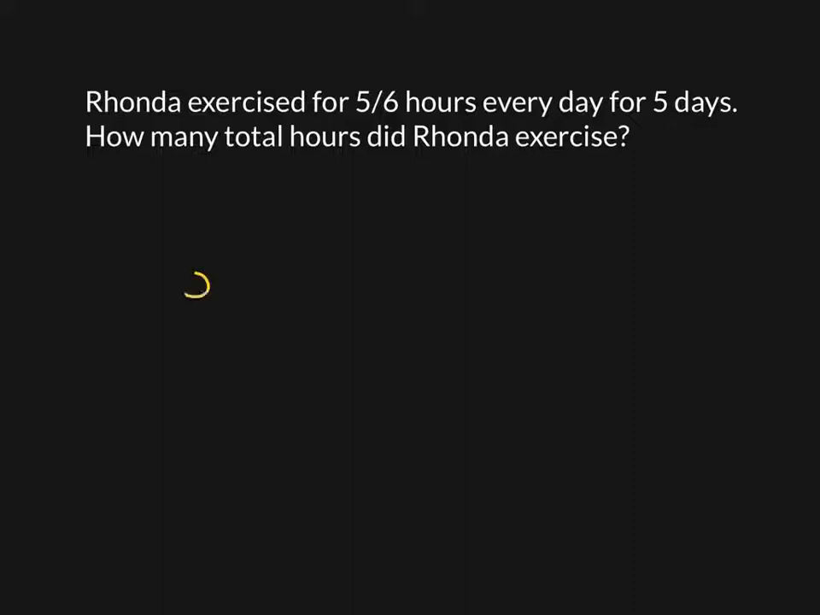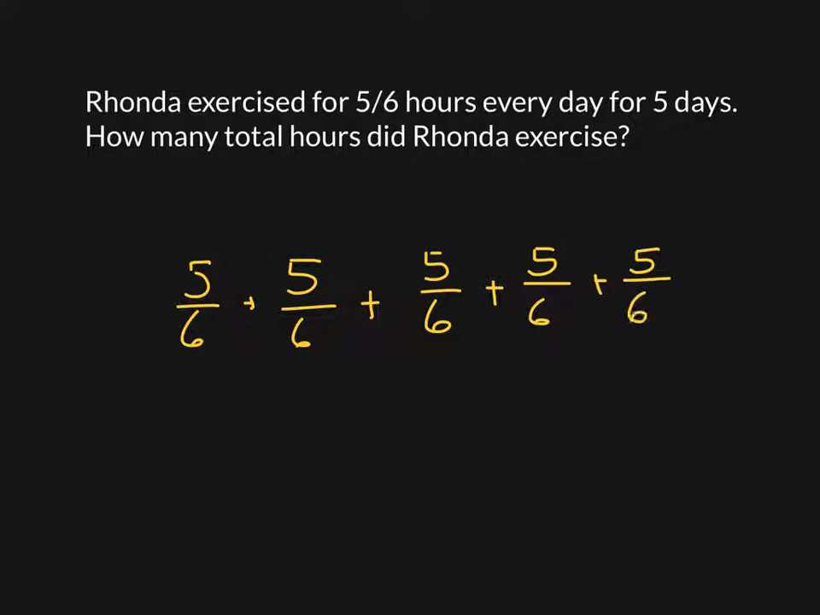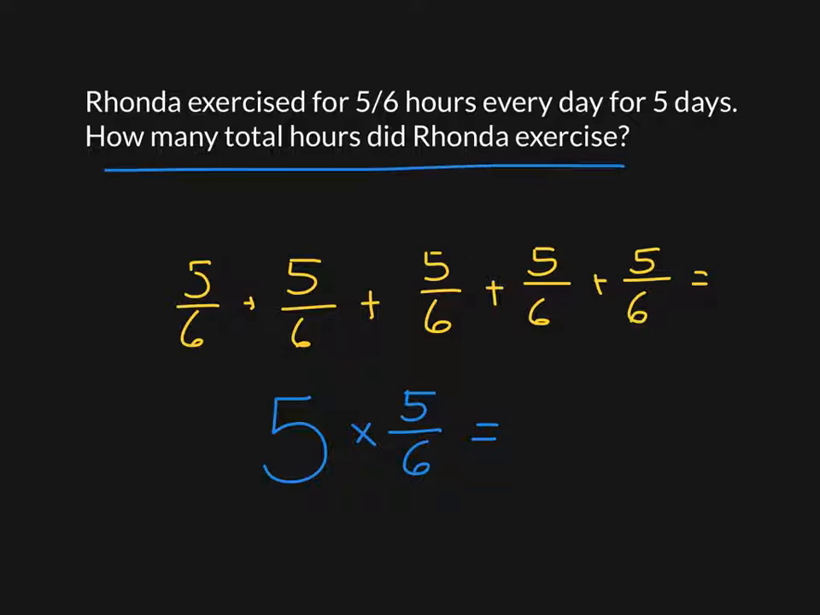Hopefully what you wrote was 5/6 plus 5/6 plus 5/6 plus 5/6 plus 5/6. Now I want you to use what you know about multiplication and turn this repeated addition sentence into a multiplication sentence. We think about the number of equal groups, and in this case there are 5 equal groups, and we multiply that by the size of the group. So we have 5 equal groups of 5/6. Please give me the answer to this question: how many total hours did Rhonda exercise?